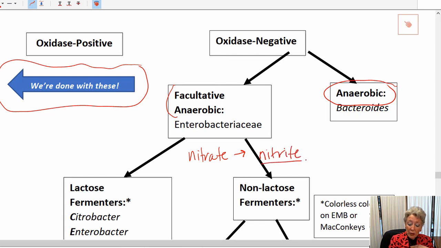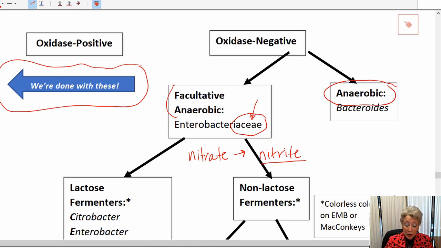Okay, now you may not have put that together, but realize that is why we check urine for nitrite. If there is nitrite in the urine, it means that there is a member of this family causing problems in the urinary tract. Now, this is the only family that you need to know, and I know it's a family because of that suffix, -aceae.